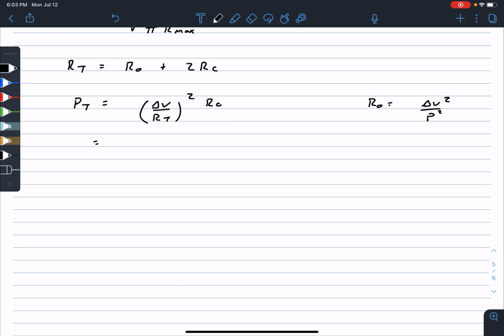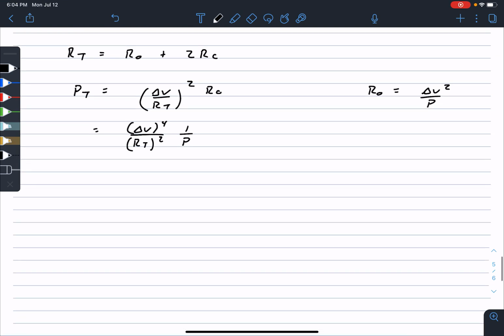Let me just double check that real quick. I have a lot of squares and p's hanging around, so I don't want to write the wrong thing down. So it's actually not squared. That's delta V squared over P, right? So then we have delta V to the 4th over RT squared, 1 over power.